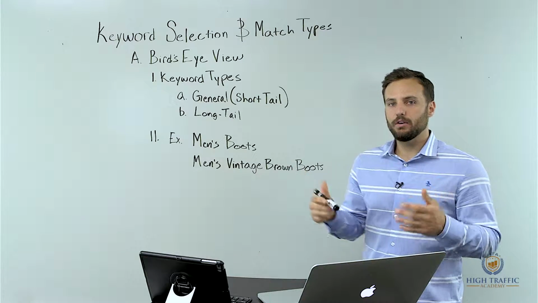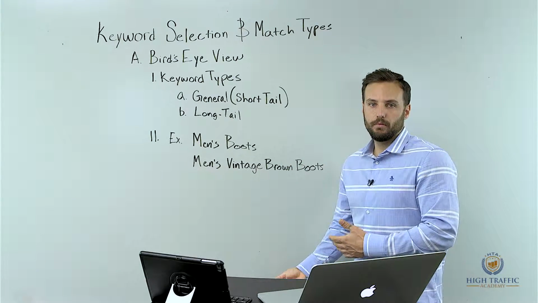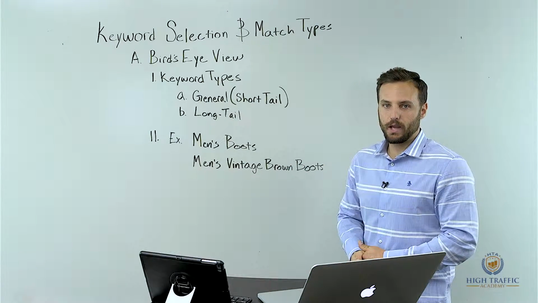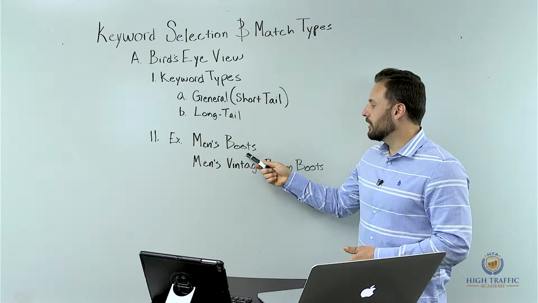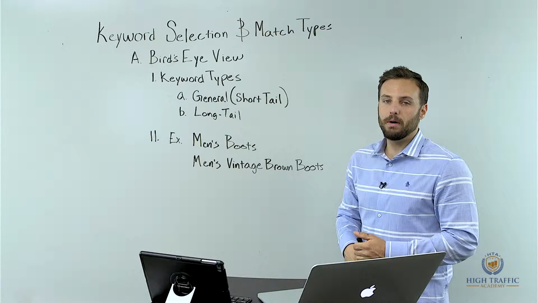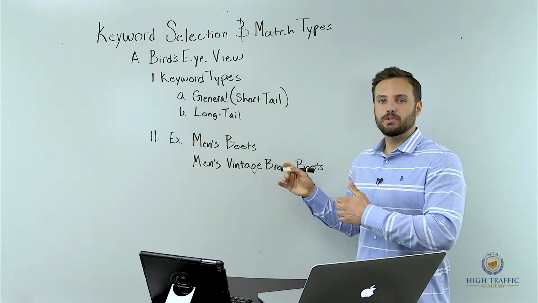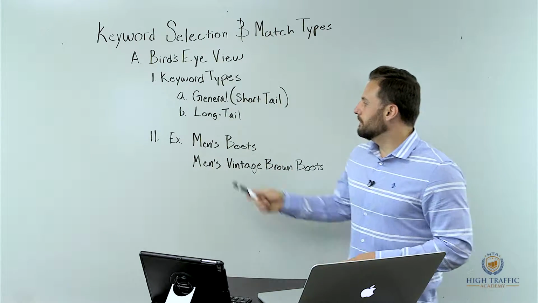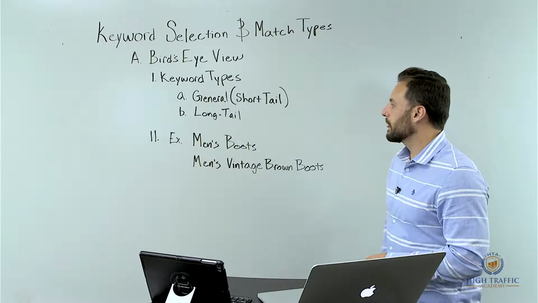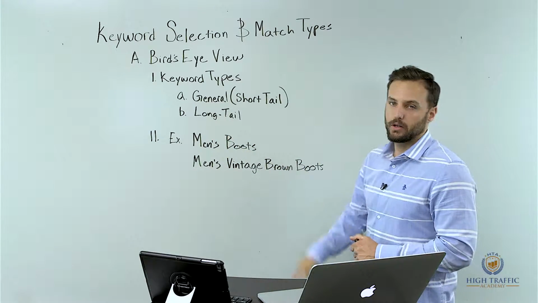At that point, you're delivering the most relevant landing page and the most relevant ad copy that you can. However, your likelihood of converting on this is going to be much lower than it would be if you had more information from the user in the search query. So the second type of keyword is a long tail keyword.